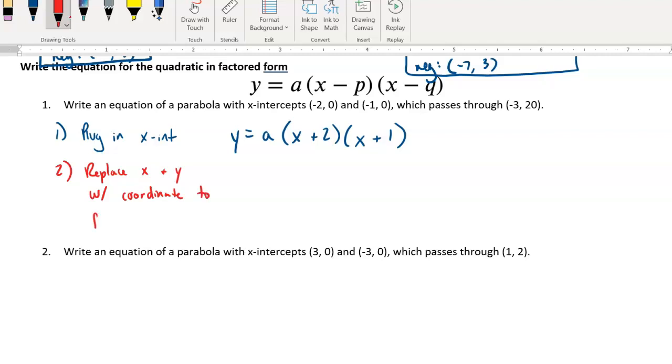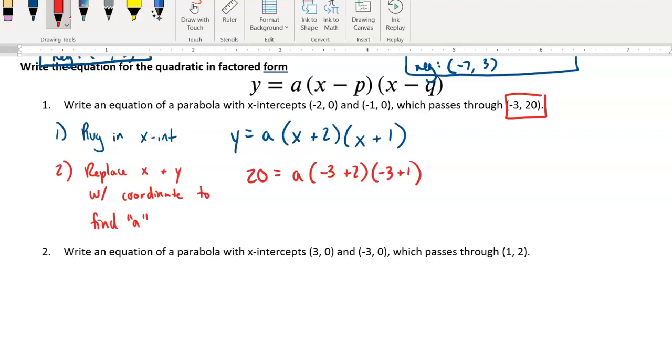Step 2, we're going to replace x and y with the other coordinate. We're going to do that to find a. So what do I mean by that? Well, they give us this other coordinate, negative 3, 20. So we're going to put negative 3 in for every single x, and we're going to put 20 in for our y. So we would have the statement 20 equals a times negative 3 plus 2 times negative 3 plus 1.